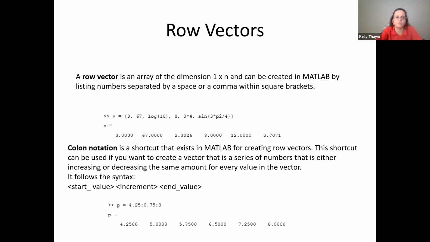So a row vector is an array of dimension 1 by n and can be created in MATLAB by listing numbers separated by a space or comma within square brackets like this. The colon notation is a shortcut that exists in MATLAB for creating row vectors, and this is basically going to allow you to create a vector series of numbers that are either increasing or decreasing. So we can use this syntax: start value, increment, and end value. Here's an example of using that notation here.